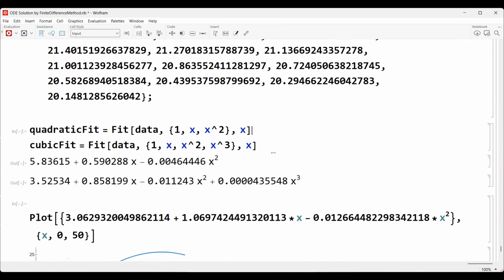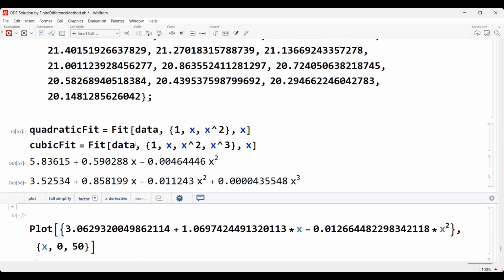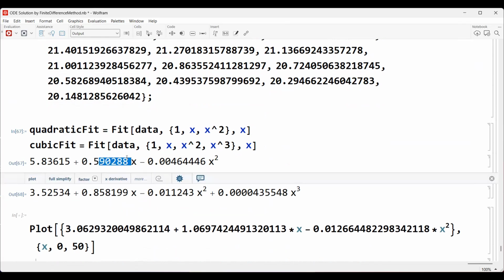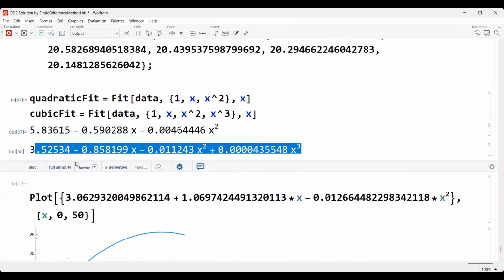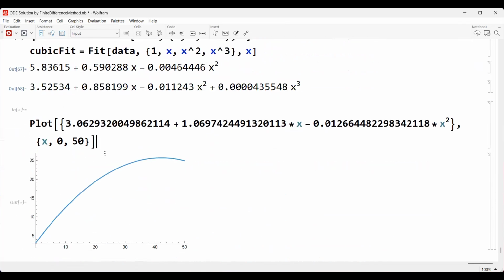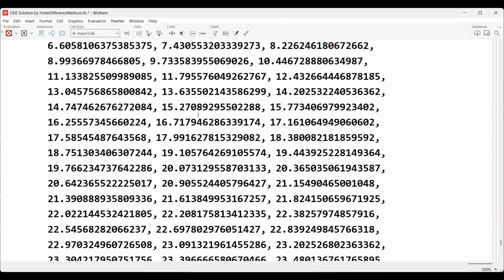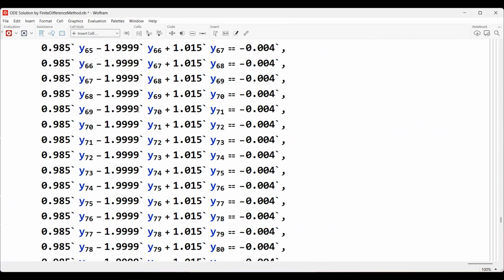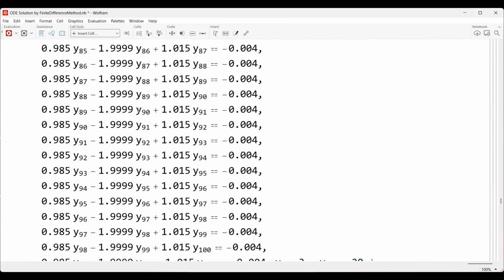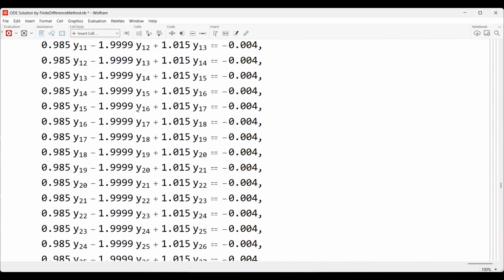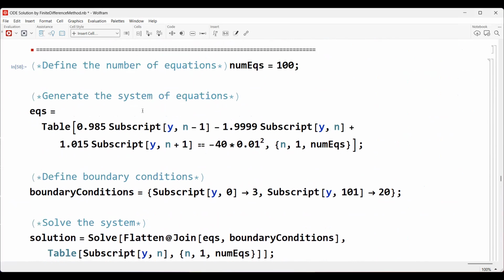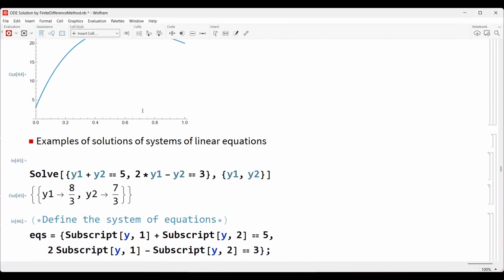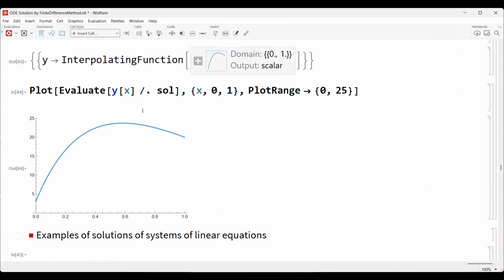The quadratic fit here is 5.83615. This is the quadratic fit, and this is the cubic fit. So let's plot the quadratic fit. It looks like what we have here. And our mathematical solutions look like this one. So these are our mathematical solutions.